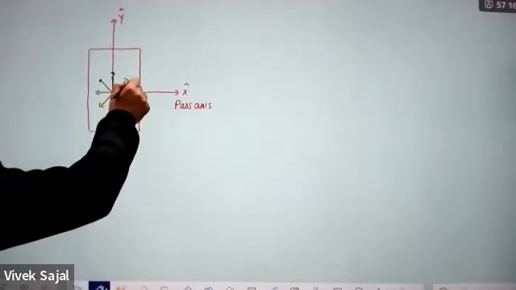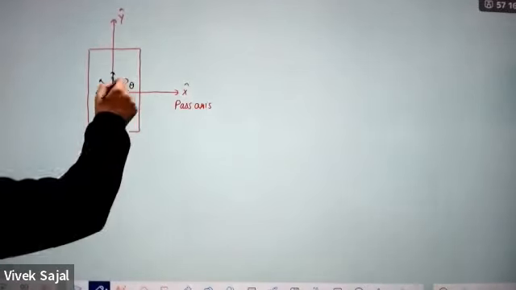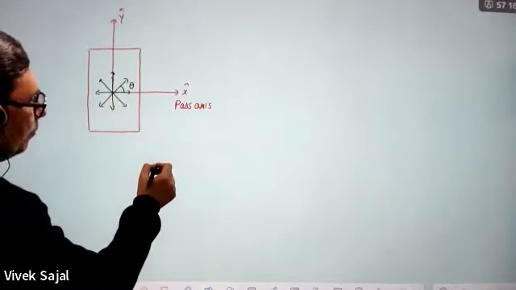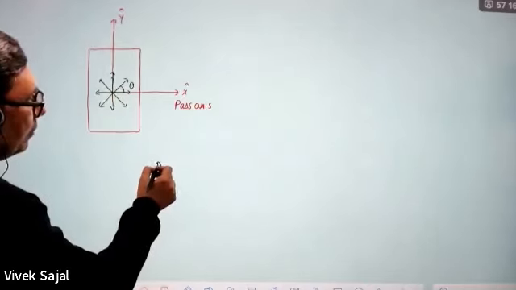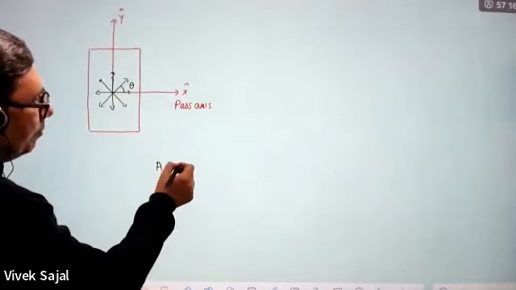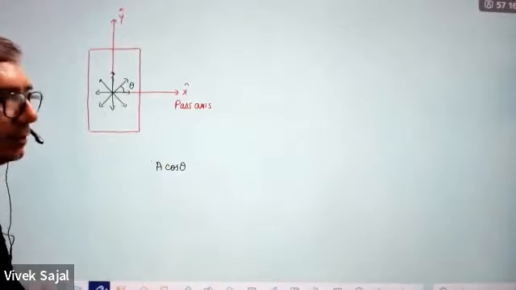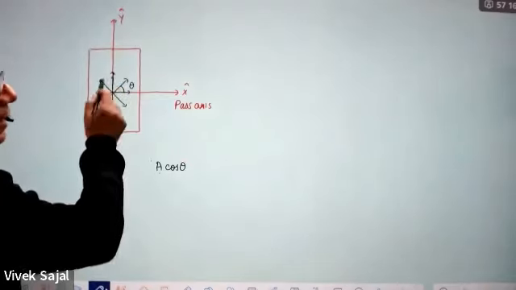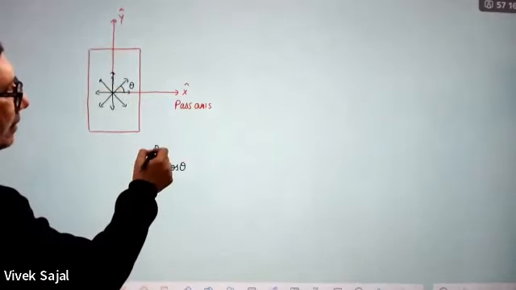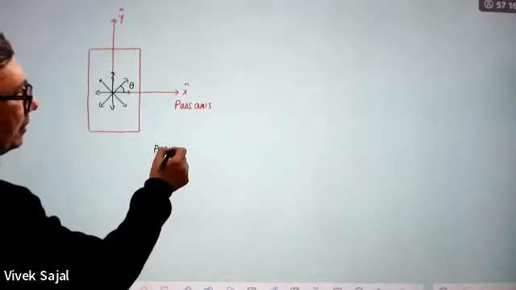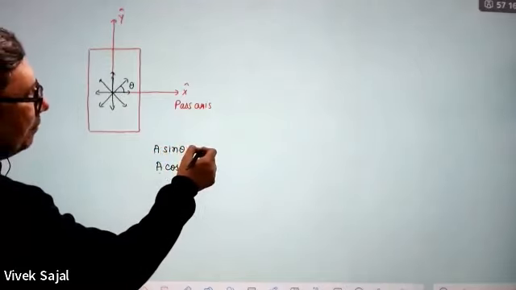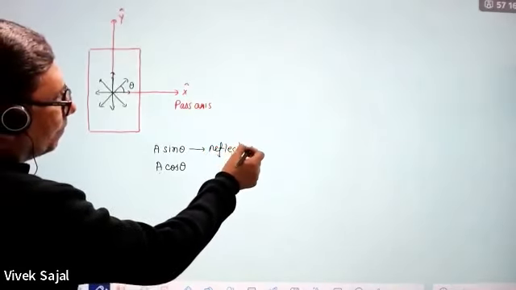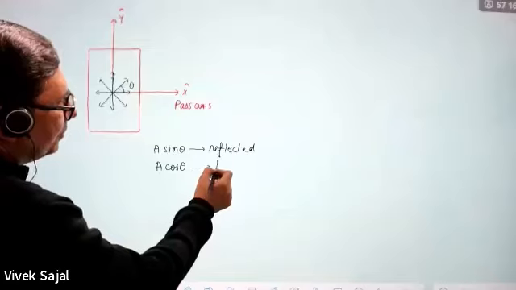This is theta, I think. Okay, theta, amplitude will be A. So for this component, A cos theta is going to pass, and its other component, A sin theta, will be reflected back. Okay, A sin theta will be reflected back, and this is passed.